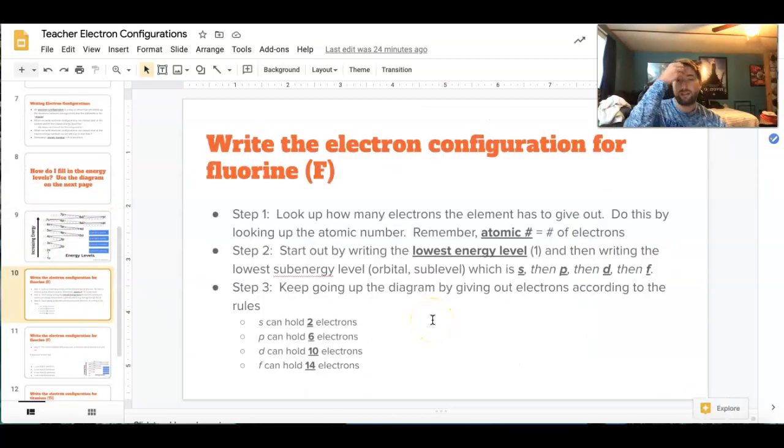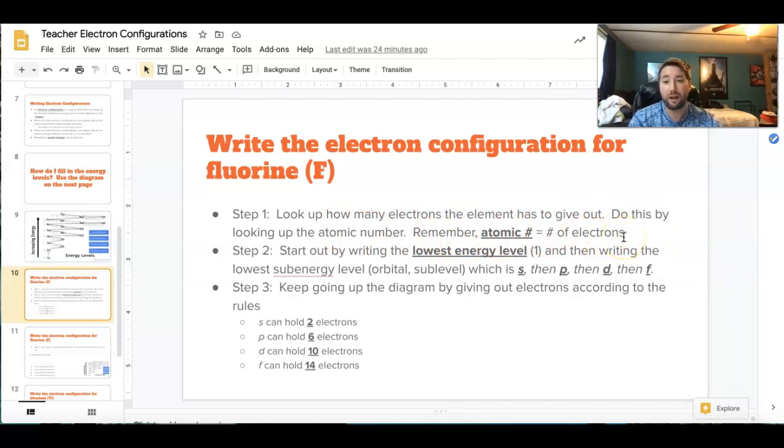Alright, so it says write the electron configuration for fluorine, and here are the steps you want to go through when you're trying to write these electron configurations. First, you want to figure out how many electrons the element has to give out. You do this by looking up the atomic number, because remember, the atomic number is equal to the number of electrons.